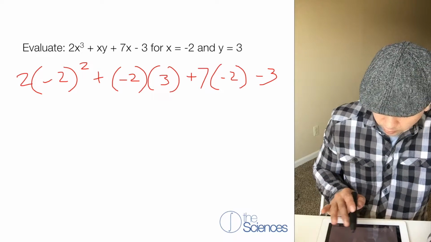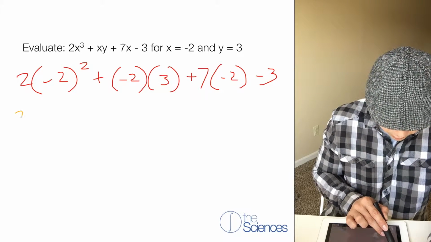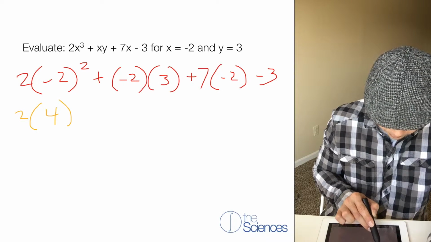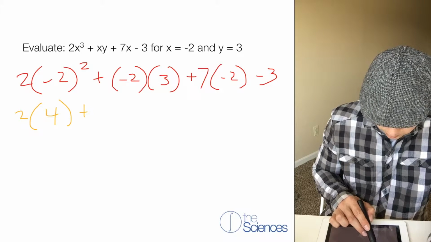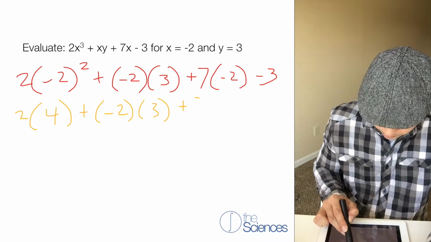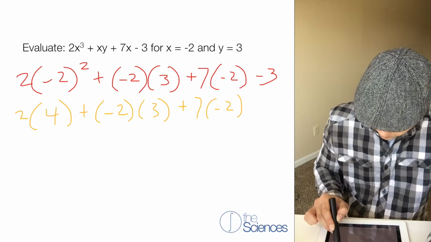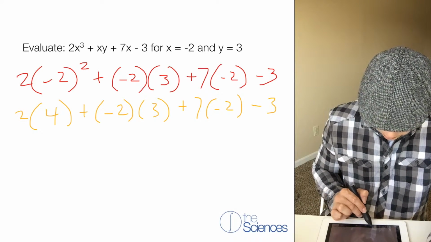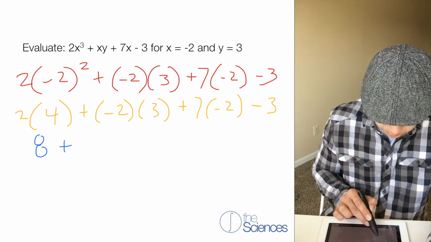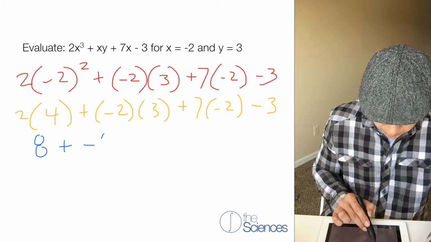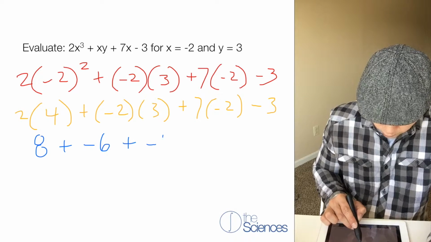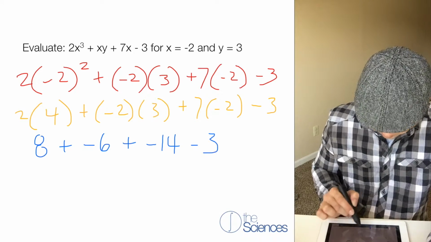So now we're going to do our exponents. So we have 2 times negative 2 cubed, which is negative 8, plus negative 2 times 3, minus 3. Now we're going to do our multiplications. So 2 times negative 8 is negative 16, plus negative 2 times 3 is negative 6, plus 7 times negative 2 is negative 14, minus 3.